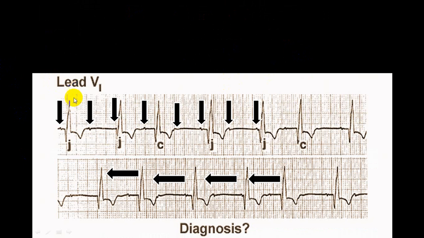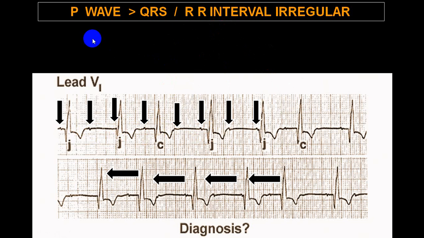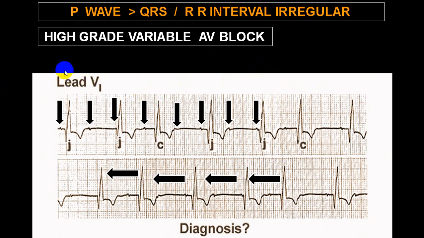Now if you see here, there are P waves. The number of P waves is more than QRS complexes. So this is AV dissociation. P waves are more than QRS complexes. RR interval is irregular. If you see this interval, it is irregular. So this is AV dissociation. And there is a high grade AV block.